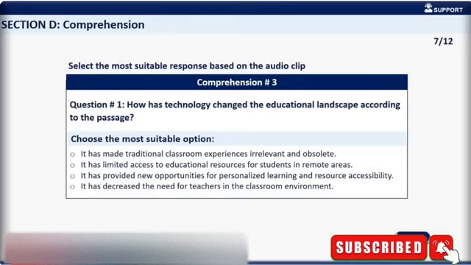Okay, so now let's attempt the questions that we have. The first question is, how has technology changed the educational landscape according to the passage? The options are: it has made traditional classroom experiences irrelevant and obsolete; it has limited access to education resources for students in remote areas; it has provided new opportunities for personalized learning and resource accessibility; it has decreased the need of teachers in classroom environments. So the correct answer for this is going to be, it has provided new opportunities for personalized learning and resource accessibility.